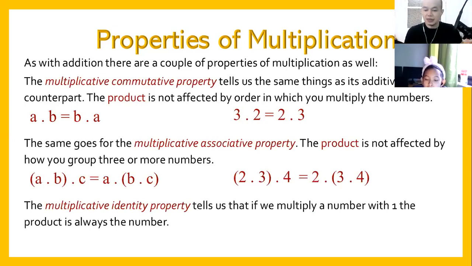Multiplicative identity property. What does that mean? It tells us that if we multiply a number with 1, the product is always the number. You multiply any number with 1, the product is always the same number. So 5 times 1 is 5. 10 times 1 is 10. No matter how big the number is, you multiply by 1, it will be the same. So A times 1 will be A.